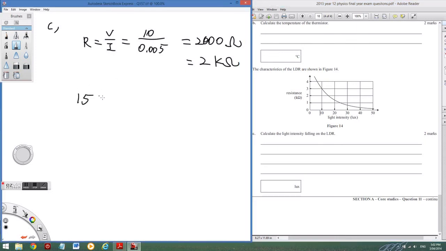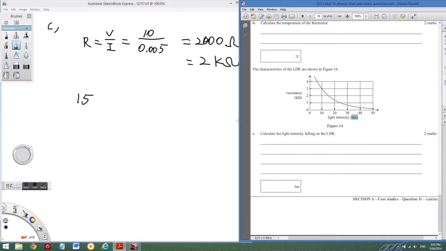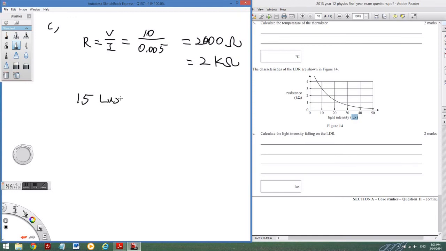And always remember, write down the unit. A value means nothing without a unit. So the unit is lux. Don't worry about what it means, but write down the unit. Lux is a measurement of the light intensity, but even in the exam, even if you don't know what it means, write down the unit. It's a unit of light intensity. That's it.